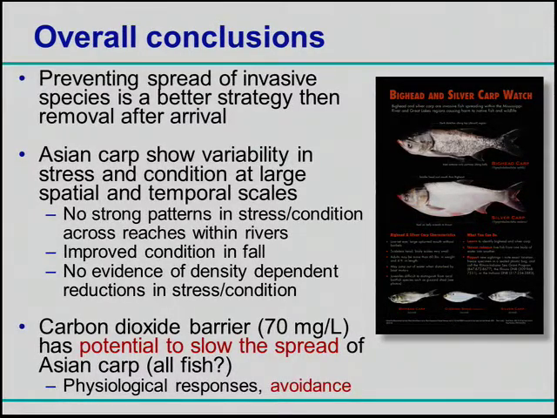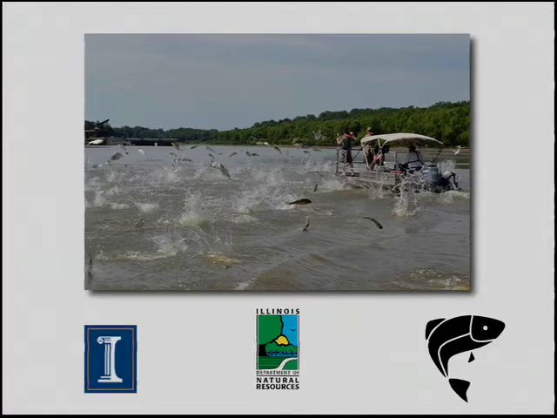And also the carbon dioxide barrier, about 70 milligrams per liter, has potential to slow the spread of Asian carp, potentially all fish. There's a lot of bad things in the Great Lakes, like round gobies, that are not in the Mississippi River Basin, that people want to stop from moving down. So I think carbon dioxide has a really good probability of acting as a barrier here, either through avoidance or possibly to stop animals from moving. That's about all I had. Thank you very much, and I'm happy to take questions.